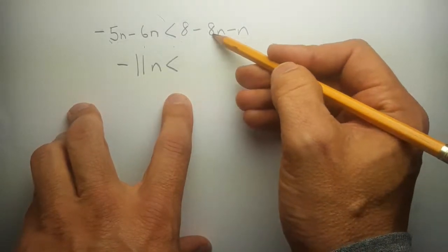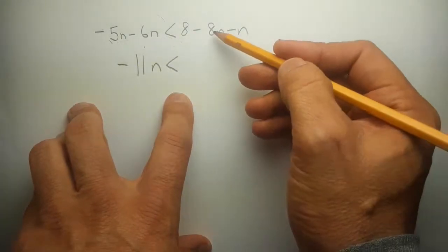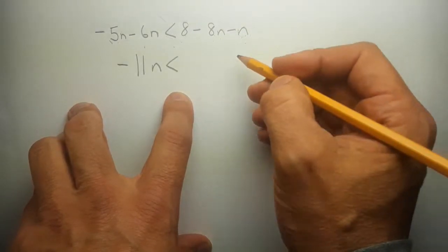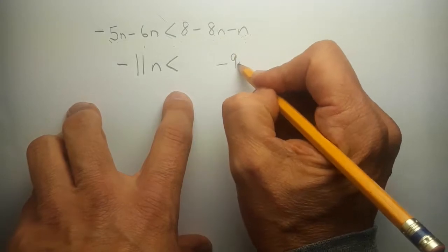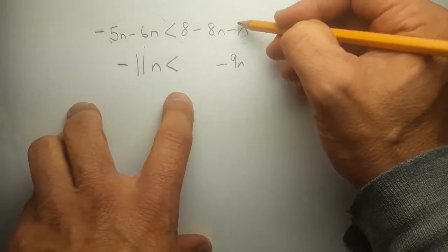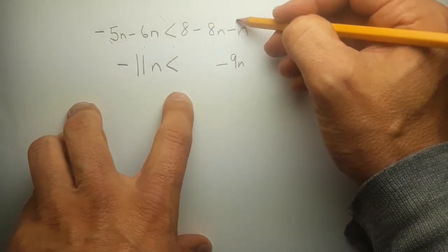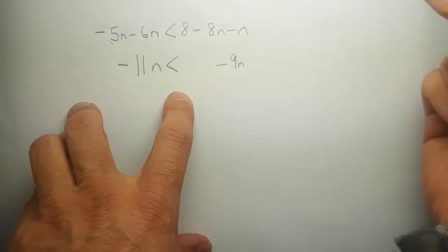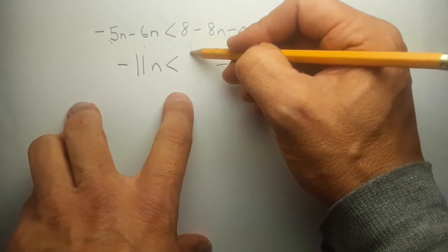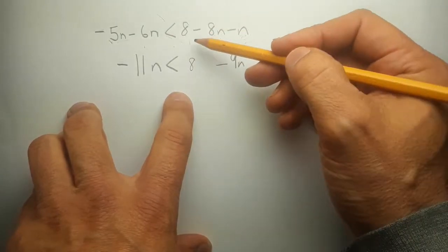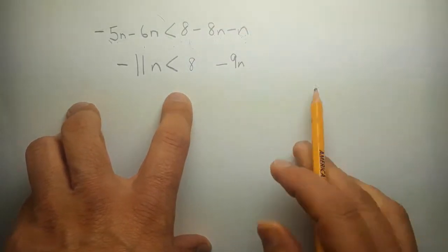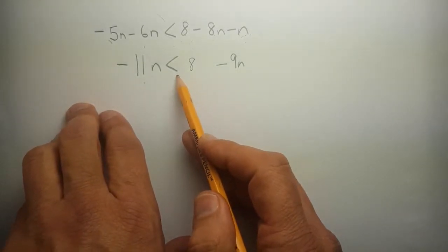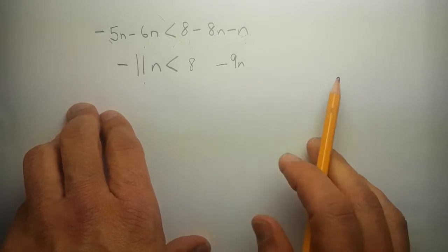Then we have 8 minus 8n minus n. So we have negative 8n minus n. Those are similar terms, and we get negative 9n. And again, these are similar terms. This is like an unwritten 1 here. So negative 8n minus 1n is negative 9n. And then the 8 we just bring down because we're not adding or subtracting anything to the 8, so it comes right down. So far we have negative 11n less than 8 minus 9n.